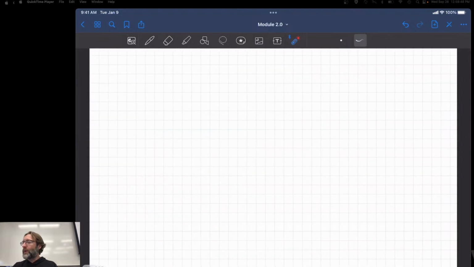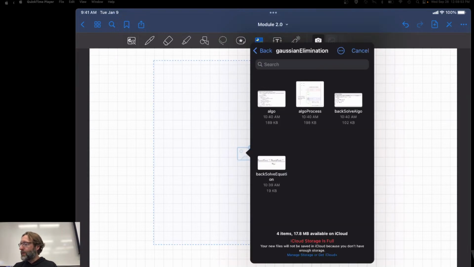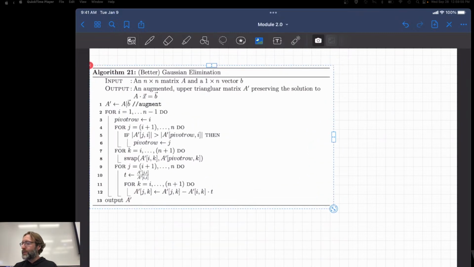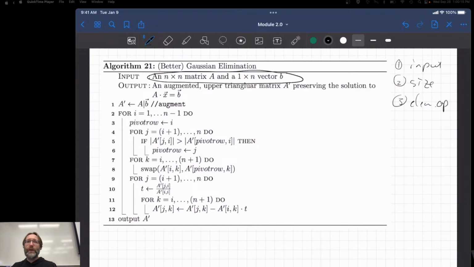I do want to take a look at the analysis of this though. Where's my algorithm? There we go. So let's repeat this algorithm here and go ahead and analyze this. So what's our 5-step process? What's the input? What's the input size? What's the elementary operation? And then analyze it with respect to the elementary operation. So it's clear that our input here is going to be these two things, this matrix and this vector over here. So what is the size?